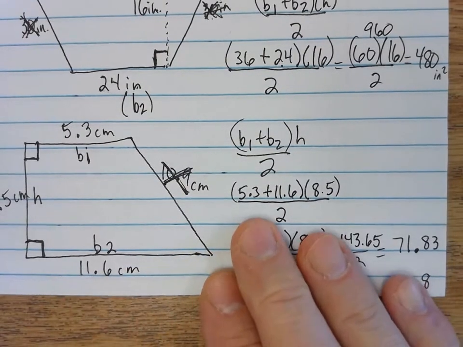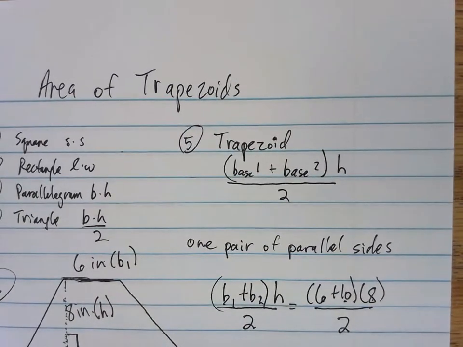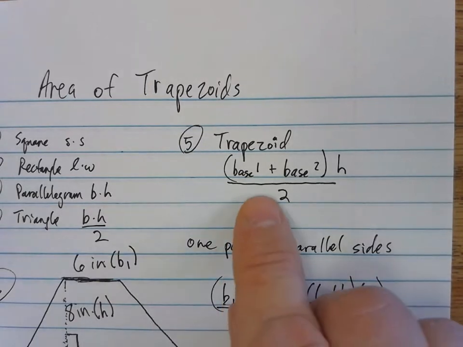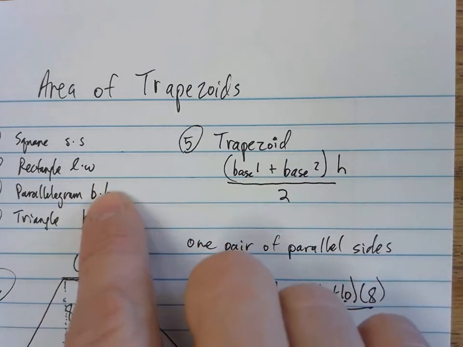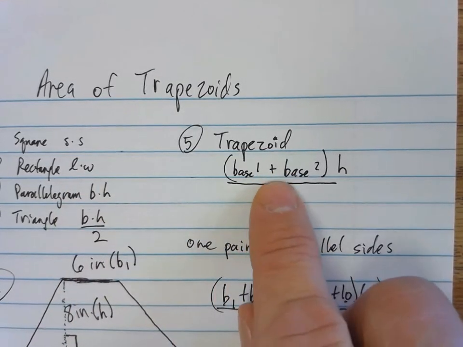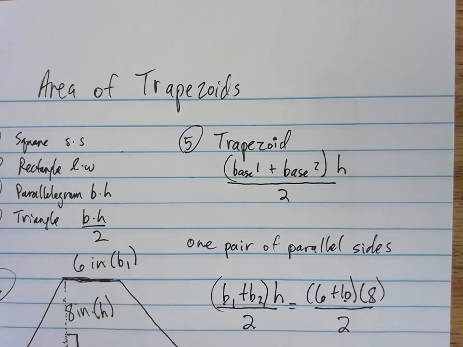So again, the formula is similar to some of these other ones. But make sure you do base 1 plus base 2. This is really the only one that's got any addition in it at the moment. So add those together. The base 1 plus base 2 times height divided by 2.